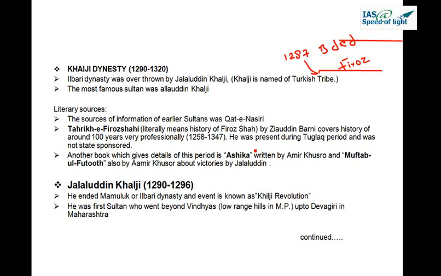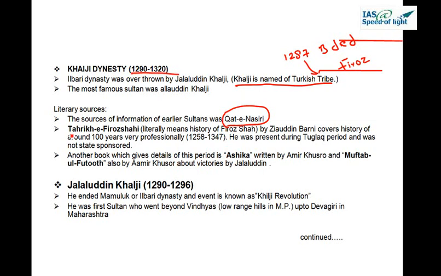Khalji is a Turkish tribe. They ruled between 1290 and 1320 AD, and the most famous sultan was Alauddin Khalji. The source of information for the early sultans was Tabaqat-e-Nasiri by Minhaj Siraj.